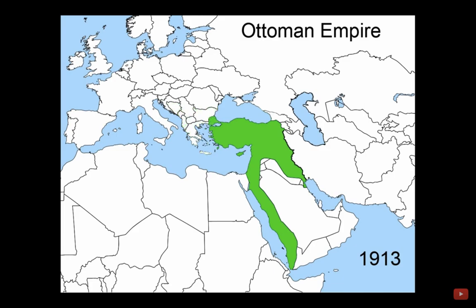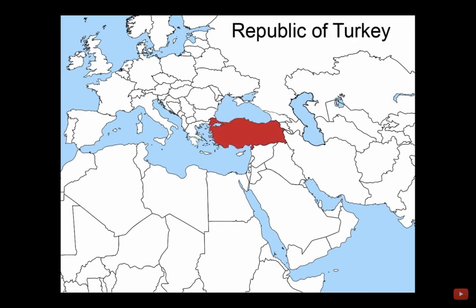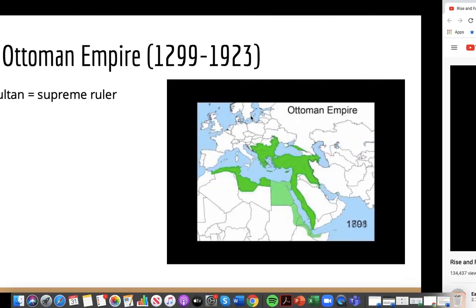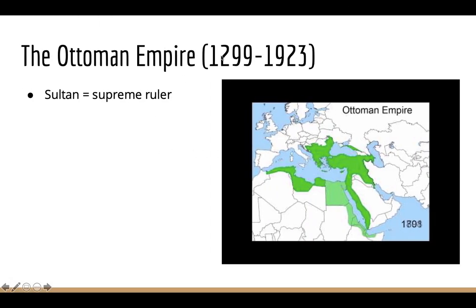Okay, so now the start of World War I here. And World War I is now over, and you can see that its land is gone, but it's turned into Turkey. All right, everyone, that is your fourth and final empire for the great Muslim empires.